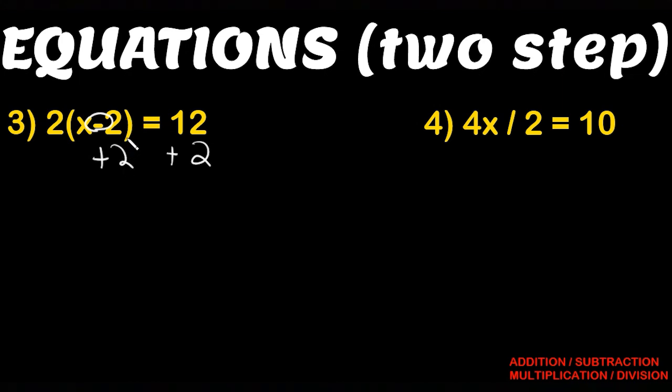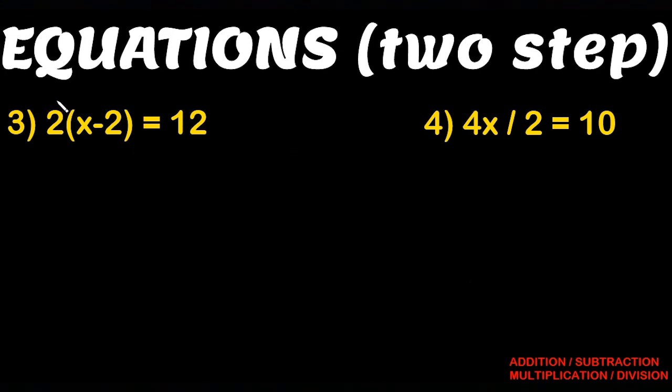This x minus 2 is in parentheses, right? That's at the top of our order of operations when you're looking at PEMDAS, okay? So I don't want to add 2 here. Rather, I'm going to want to take this 2, which is being multiplied inside, and I'm going to want to divide both sides by 2.